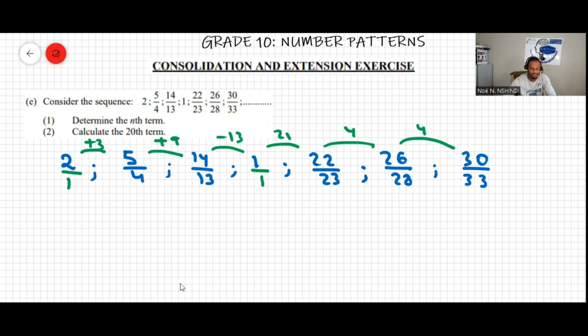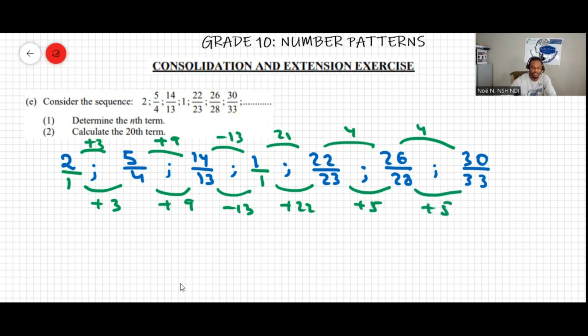Same also for the denominator: here it's plus 3, there it's plus 9, there it's negative 13 again, and then 23 minus 1 is positive 22. Then there it's 5, and there also another 5. So since we can see a constant difference at the last terms, even in the denominator, we can try to write each term of the pattern in a form that has a constant difference. I can try to make the numerator's constant difference 4. How can I do that?